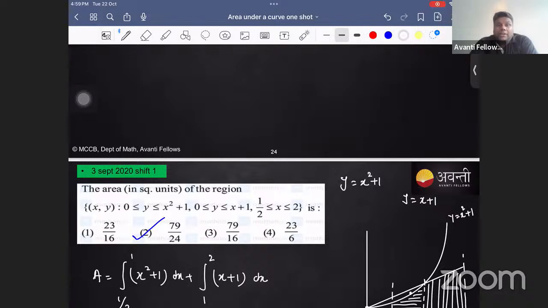All right. So that would be all for the day. We have done certain questions. You just need to practice more, practice more. That is the only ingredient for your JEE preparation.